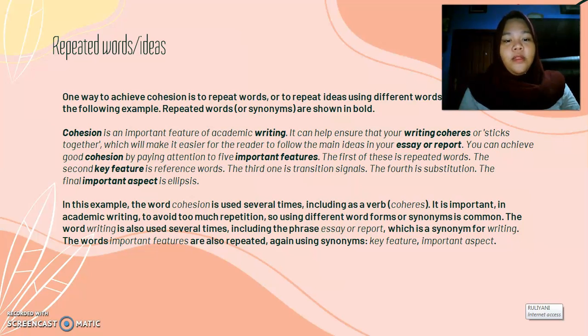In this example, the word cohesion is used several times, including as a verb or coherence. It is important in academic writing to avoid too much repetition, so using different word forms or synonyms is common. The word writing is also used several times, including the phrase essay or report, which is a synonym for writing. The words important feature are also repeated, again using synonyms, key feature, and important aspect.